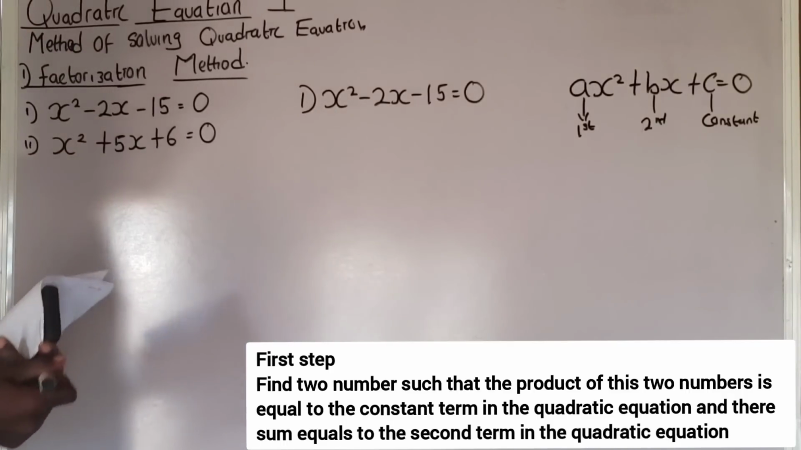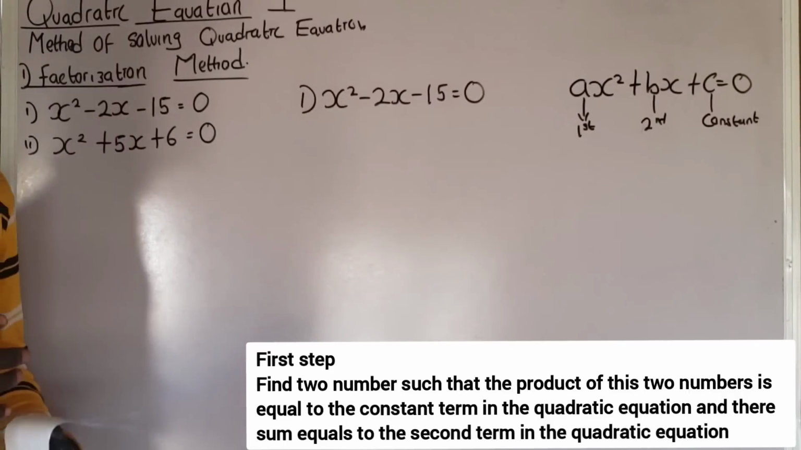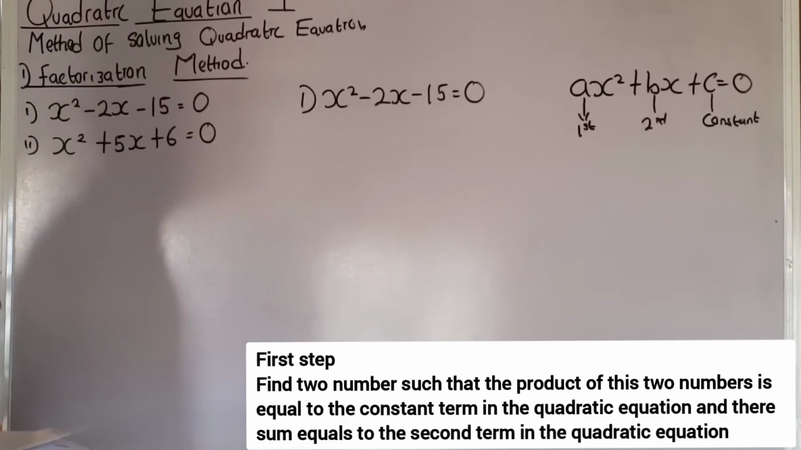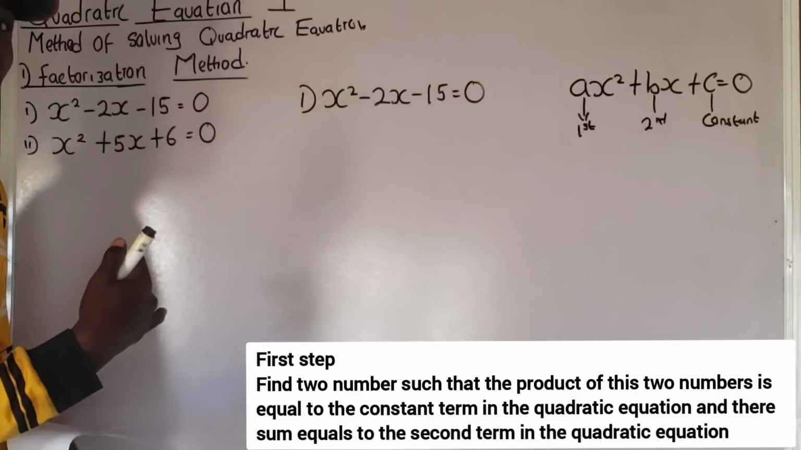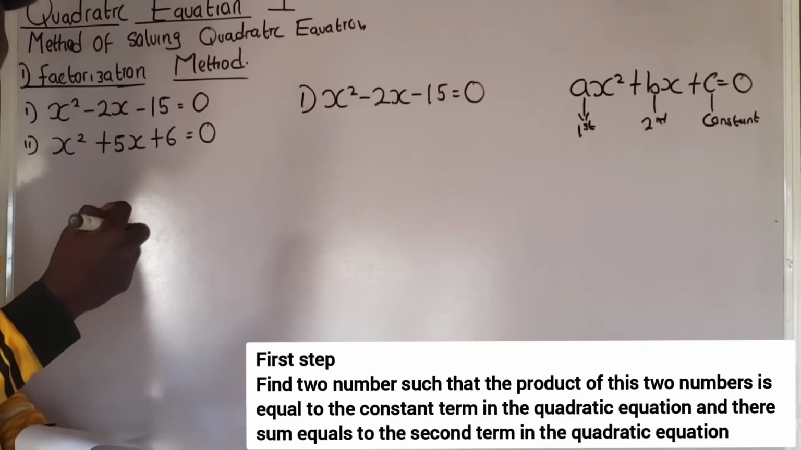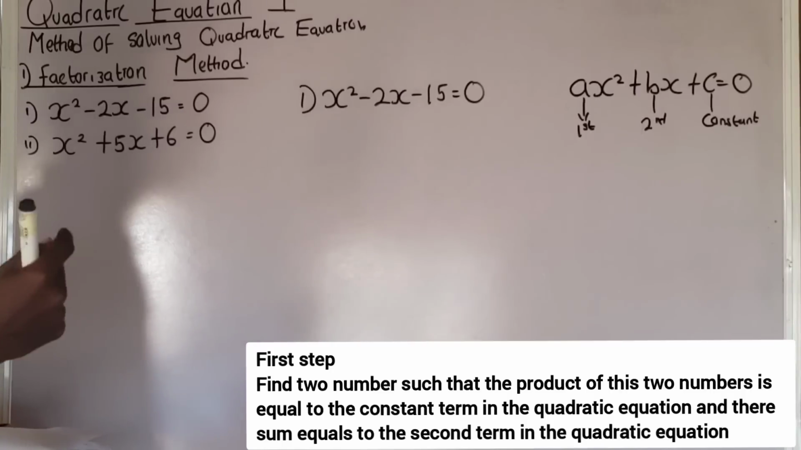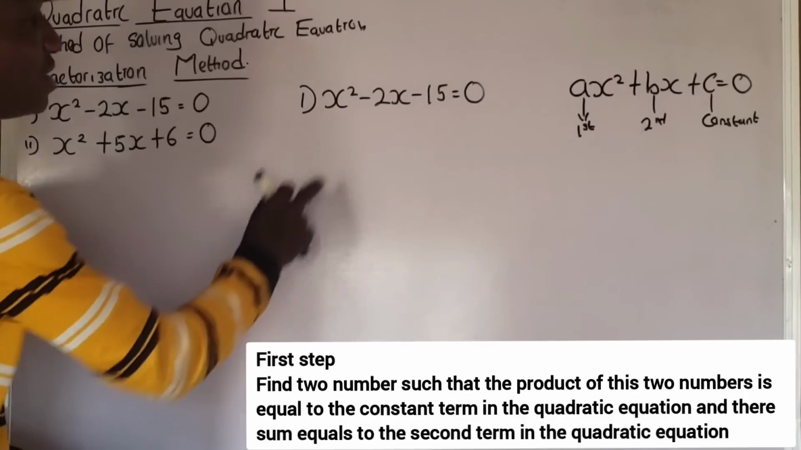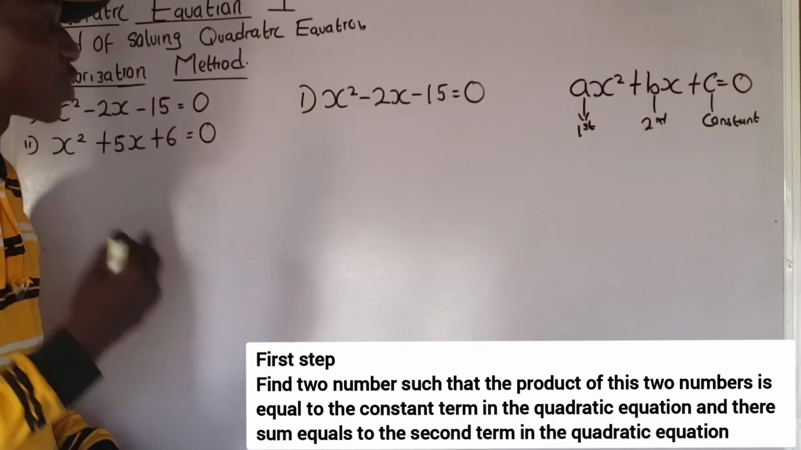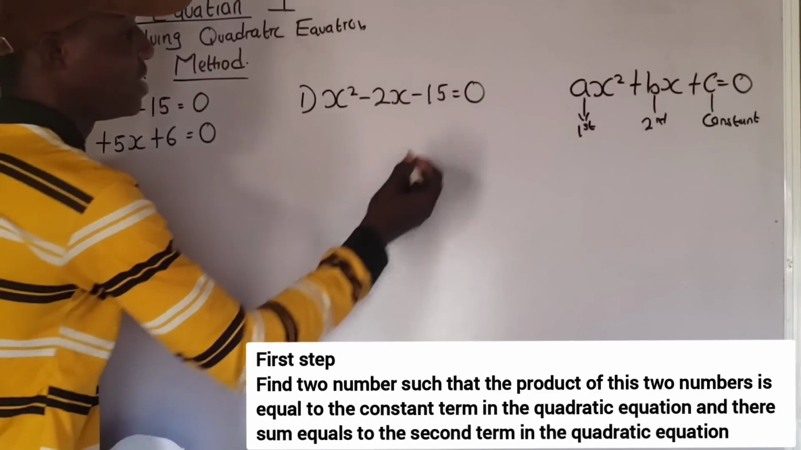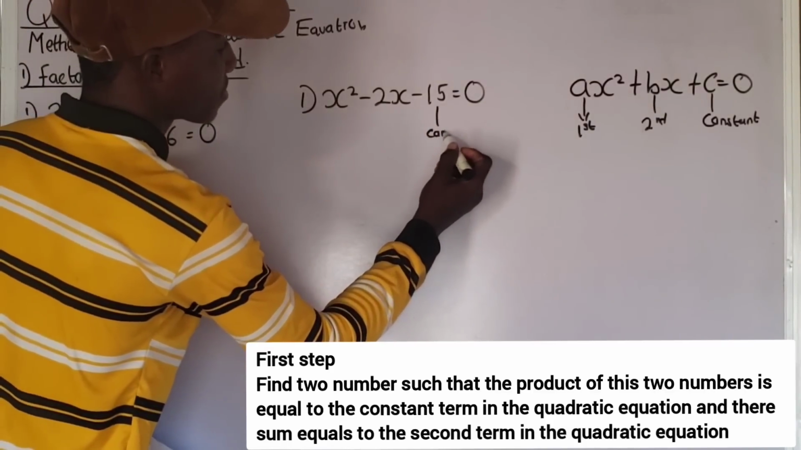Now, the aim of going through how to identify the terms in a quadratic equation, this is the aim. You understand? The aim is that by the time we get to the factorization method, you'll be able to identify the constant term, the second term, and the first term. Now, I'm asking you, what is the constant term in this quadratic equation? The constant term in this quadratic equation is what? Negative 15. You understand? This is the constant term.